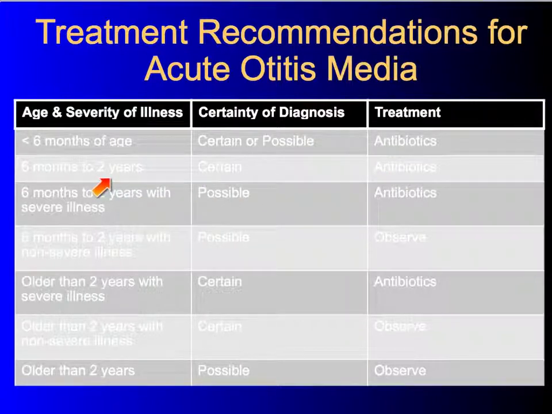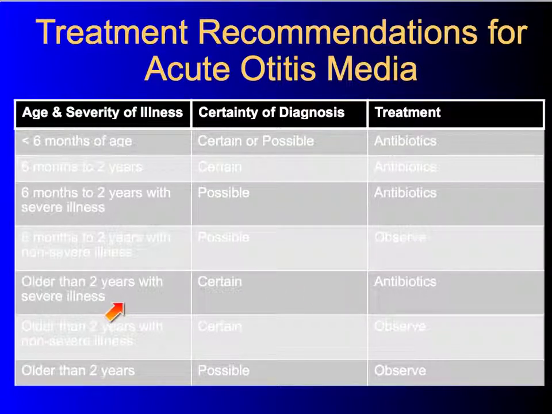If they're between 6 months and 2 years and you are certain of the diagnosis, antibiotics is the treatment of choice. If they are between 6 months to 2 years with severe illness, so they have the high fever as well as the symptoms, and it's possible that they could have the diagnosis, antibiotics are recommended. If they are between 6 months to 2 years with non-severe illness, and the diagnosis is possible, then we do watchful waiting and observe them for up to 72 hours.